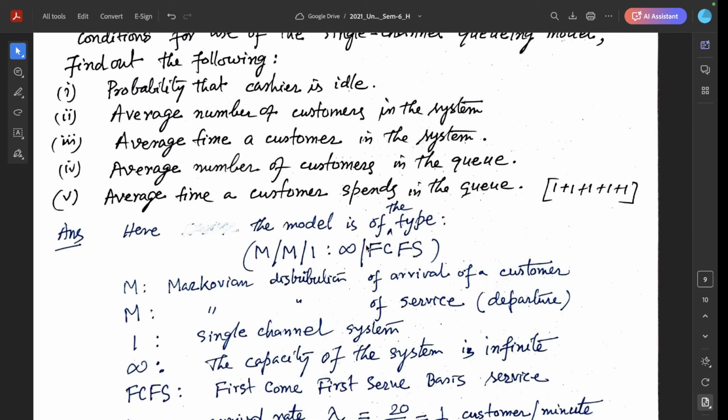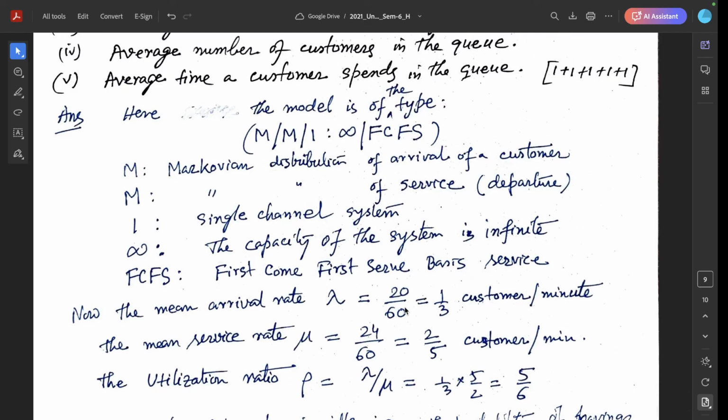Here the model is of the type M/M/1 single channel, infinity, FCFS, first come first serve. M for Markovian distribution of arrival of the customer, M for Markovian distribution of the departure of the customer, and 1 is the single channel system. Infinity, the capacity of the system is infinite. FCFS, first come first serve basis service.